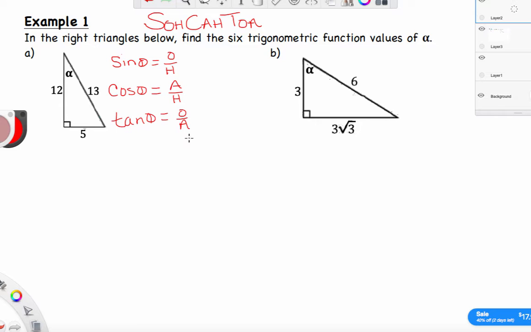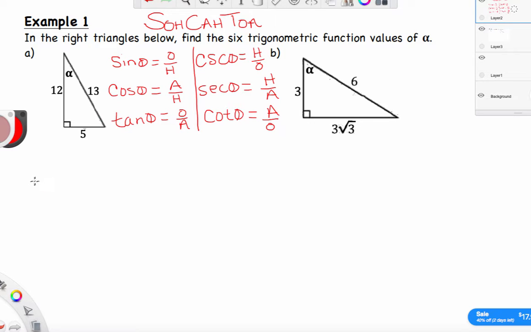SOHCAHTOA. There's also 3 reciprocal functions that you may not have learned in geometry class, and those are cosecant, secant, and cotangent. Cosecant is the reciprocal of sine, and that's h over o. So you just flip the fraction. It's the reciprocal of the fraction. Secant is the reciprocal of cosine, so that's h over a. And then cotangent is the reciprocal of tangent, which is a over o. And so there's our 6 basic trig functions that we're going to use to build our ratios up for both of these problems.